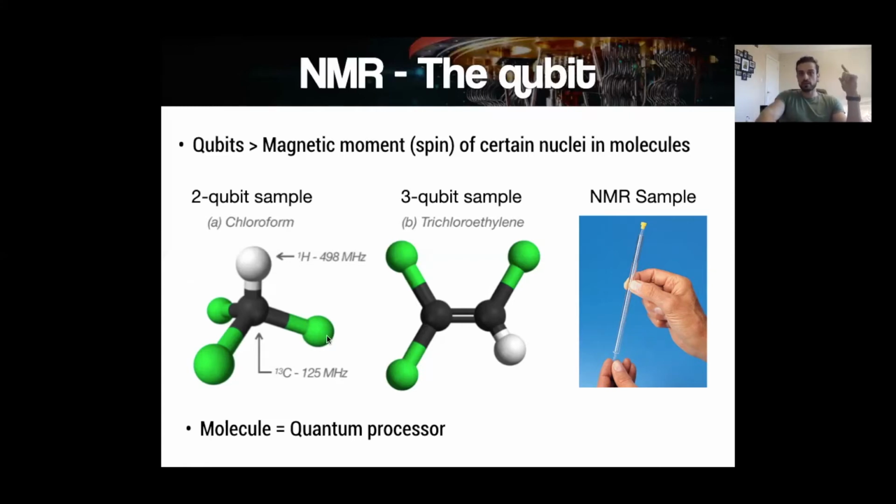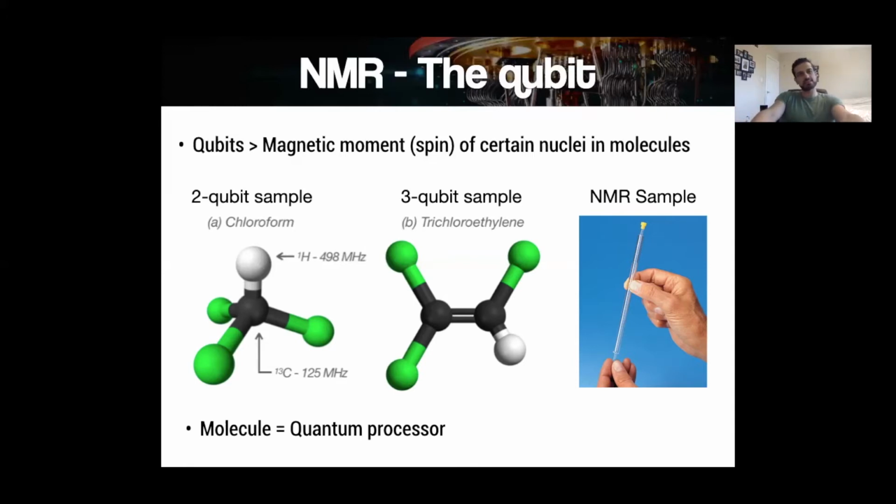You can think of each molecule as a quantum processor, and your tube consists of 10 to the 23 different quantum processors, and you act on all of them and you measure all of them. Or you can just imagine your entire sample as one processor, in which when you're taking measurements, you're going to be limited. Maybe you don't see it as a limitation, but you're going to be limited to taking ensemble measurements. So you measure the entire probability distribution and not a projective measurement.